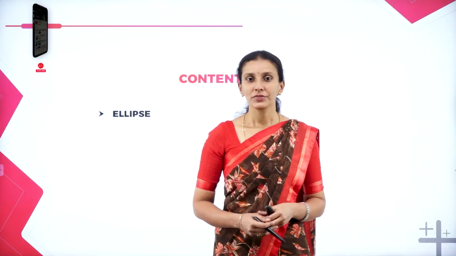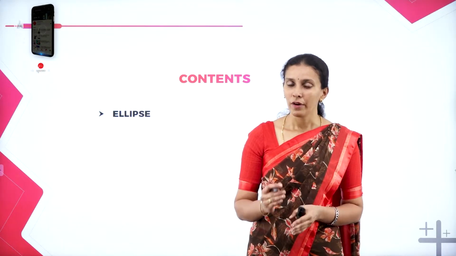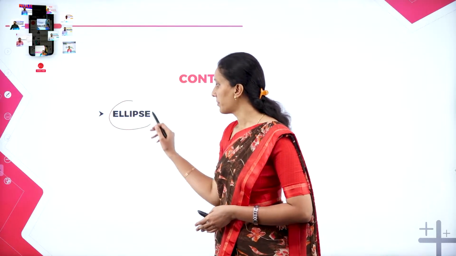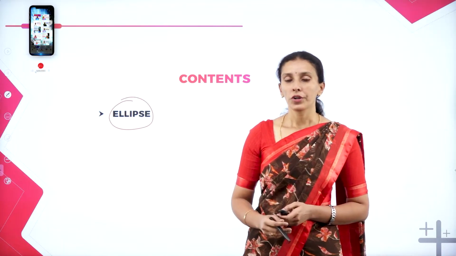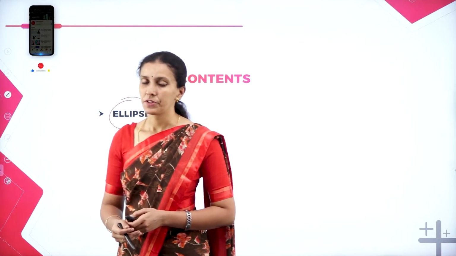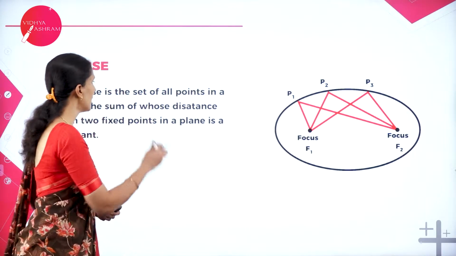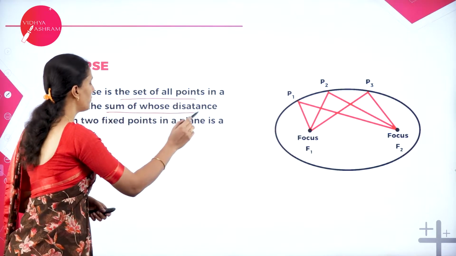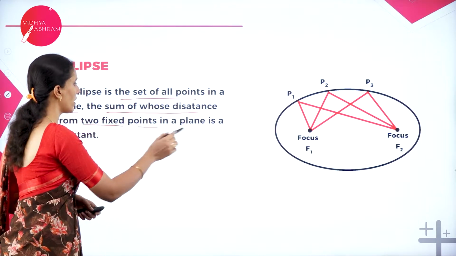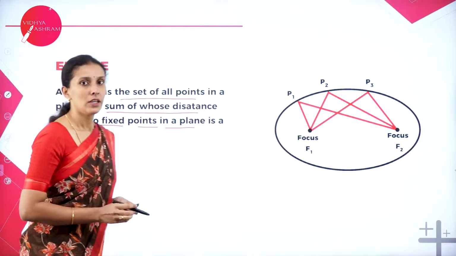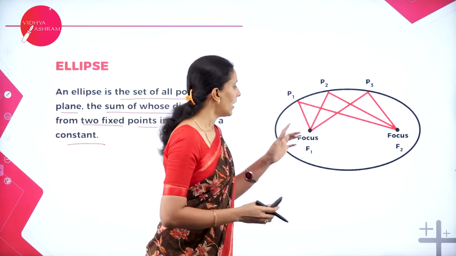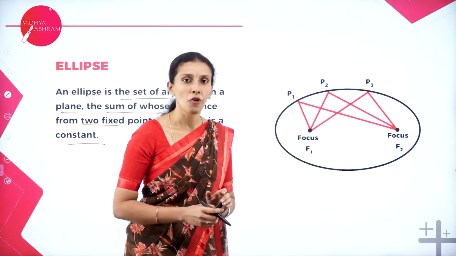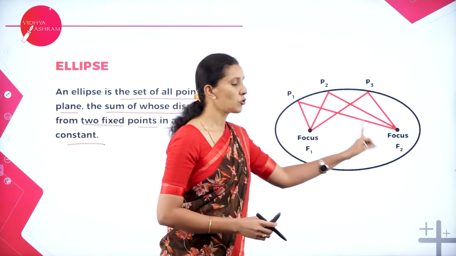In today's session, we are discussing one more part of conic sections, that is ellipse. Now, what do you mean by an ellipse? Ellipse is the set of all points in a plane whose sum of distances from two fixed points in a plane is constant. So you can see here, an ellipse has two distinct points which are called foci. So it has two focuses.